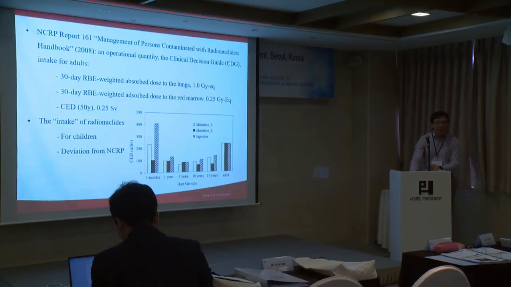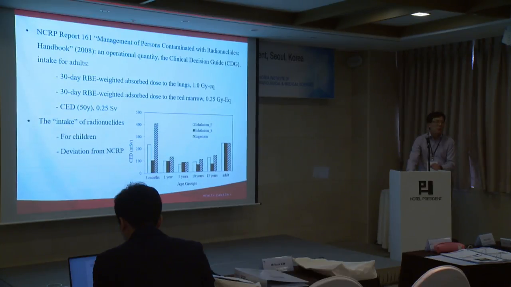For an adult, it needs to meet the most restrictive criterion of three: either a 30-day RBE-weighted absorbed dose to the lung, which is 1 gray equivalent, or a 30-day RBE-weighted absorbed dose to red marrow, which is a quarter gray equivalent, or a committed effective dose of a quarter sievert.